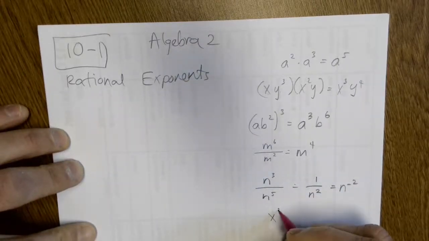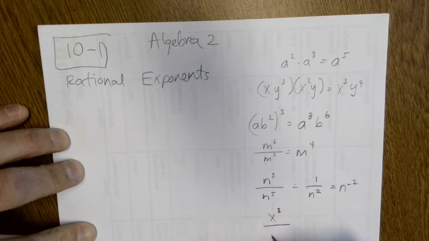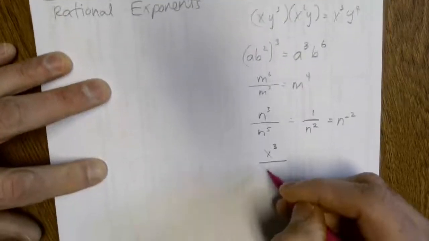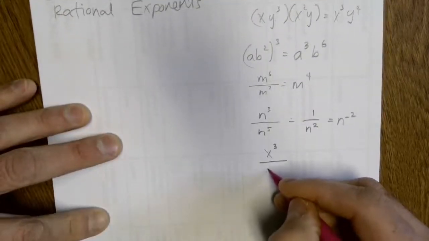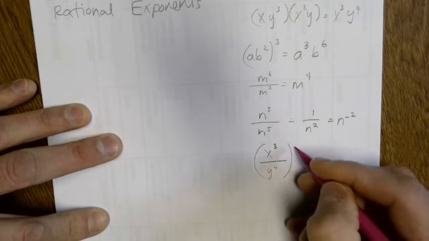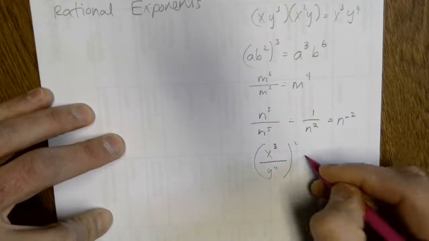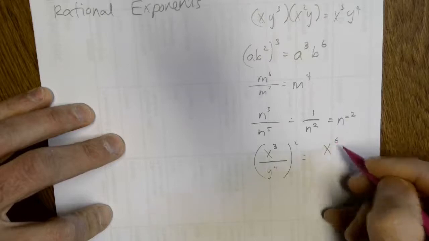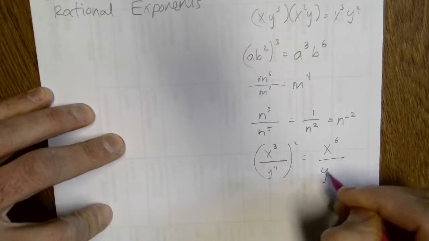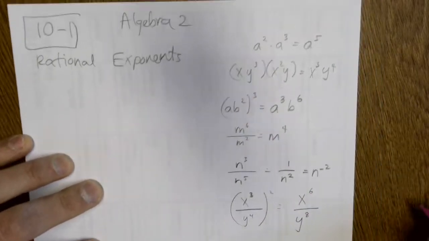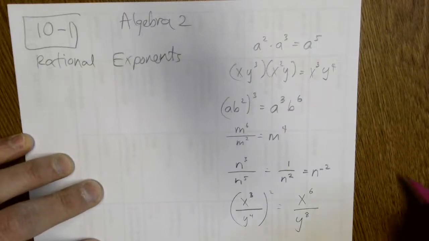Okay, now last one, it's a 3 by the way, x cubed over y fourth all to the second power. What is that going to do? X to the 6th over y to the 8th. Okay, so think about those things. Remember, those are the basics.